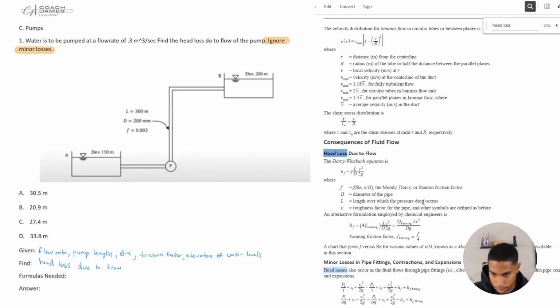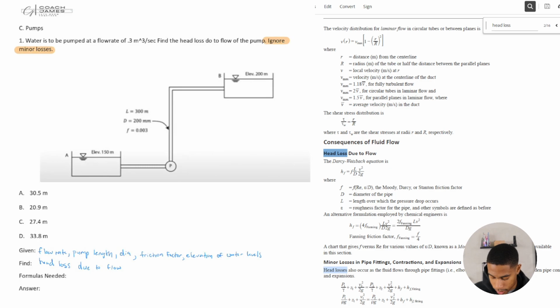L is the length over which the pressure drops. We have L, which is 300 meters. And then do we have V? No. Do we have G? G should just be gravity, which is 9.8 meters per second squared. Okay. All right, so it looks like we're missing V.